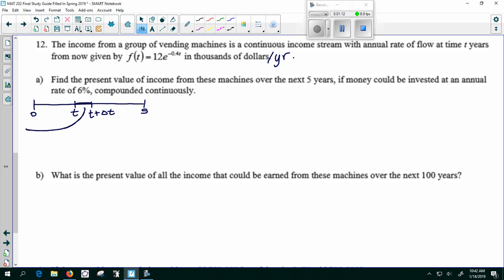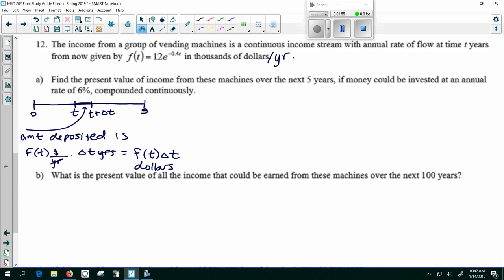On that interval, the amount deposited in this small time interval is f of t dollars per year times delta t years. So your years cancel and you get f of t delta t dollars. So we know that on any given tiny time interval that starts at time t, we're investing f of t delta t dollars.